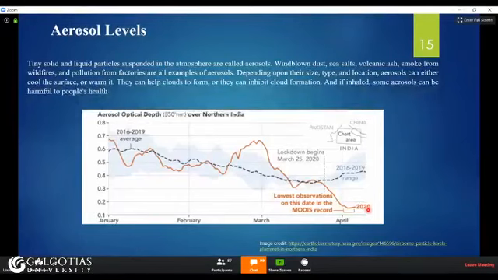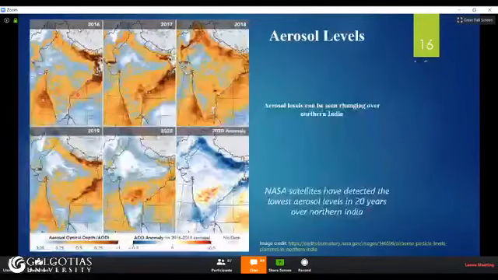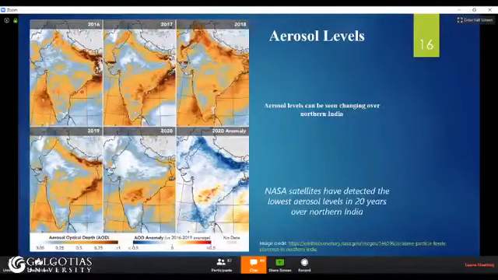I'll show a map again. This map shows the levels of aerosol change with respect to every year: 2016, 17, 18, 19, and see the 2020 part. This data is still March, but in April it is reduced even further because of our extended lockdown. NASA satellites have detected the lowest aerosol levels in 20 years over northern India. That's one of the major improvements in our atmospheric conditions in the recent past.